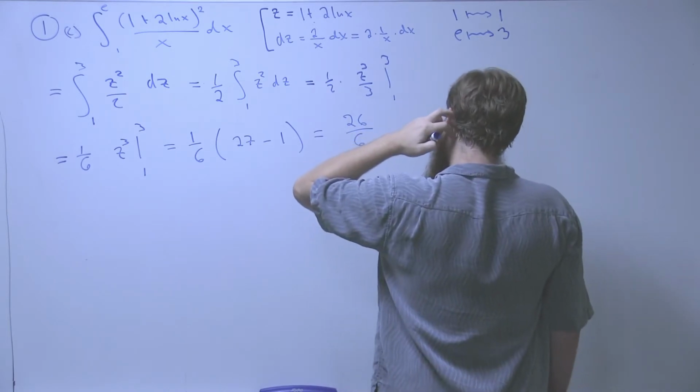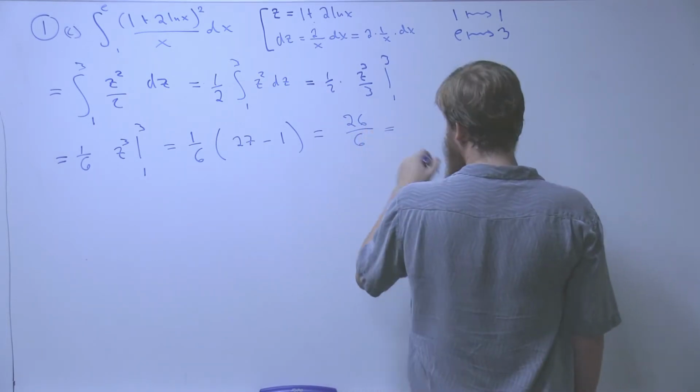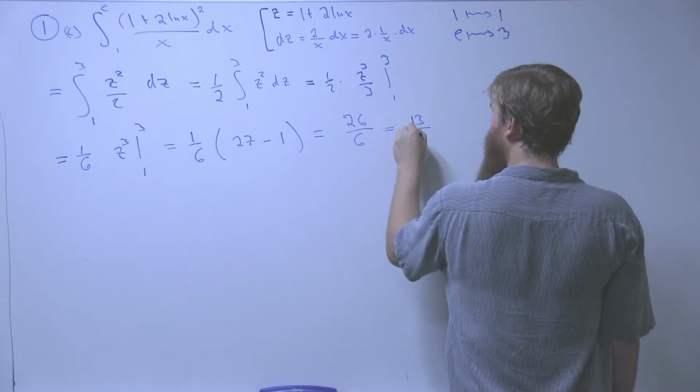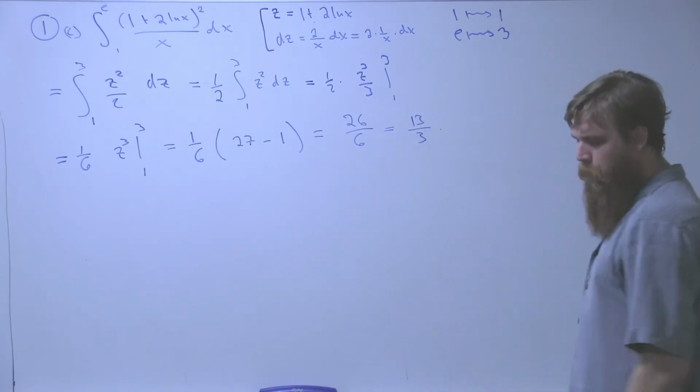Those both have common factors of 2. So if you like, you could write that as 13 over 3, and life doesn't get any better. They're both prime.